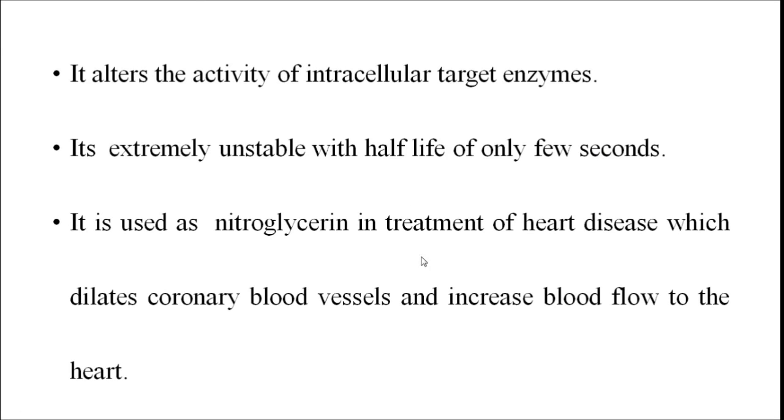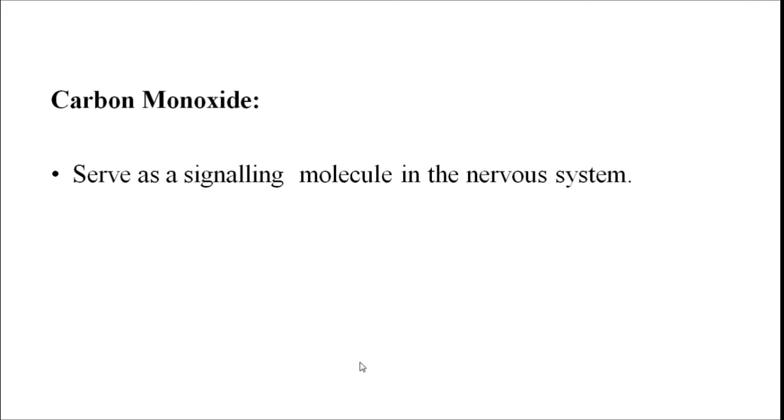It can be used as nitroglycerin in the treatment of heart disease, where its main function is to dilate the coronary blood vessels and to increase the blood flow to the heart. The next signaling molecule is carbon monoxide. This carbon monoxide can serve as a signaling molecule in the nervous system, and it mainly carries out the stimulation of the guanylate cyclase enzyme.